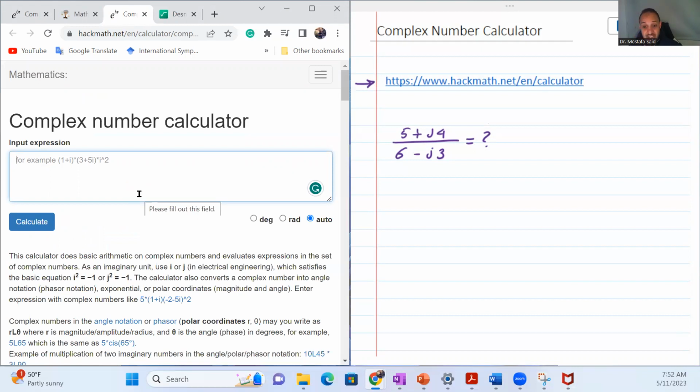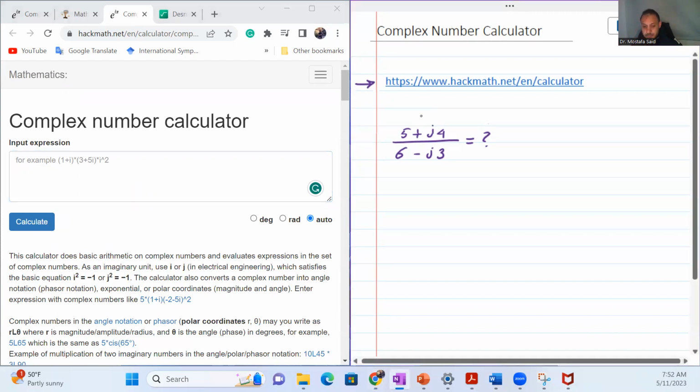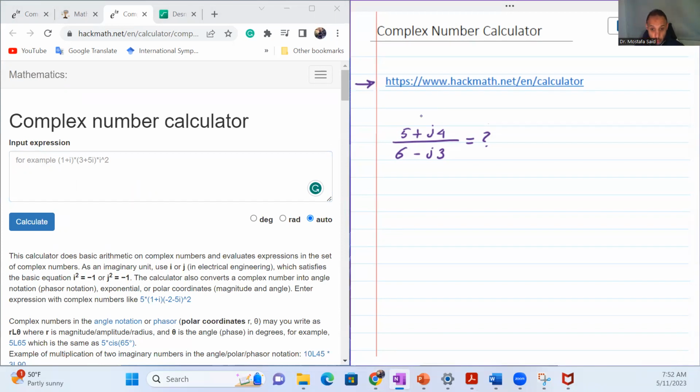So basically we have here a division. When you have a division, it's easier to do the division using the polar form. This is the rectangular form, which is a real part plus j times an imaginary part. So it's good to convert the rectangular values here into polar form.